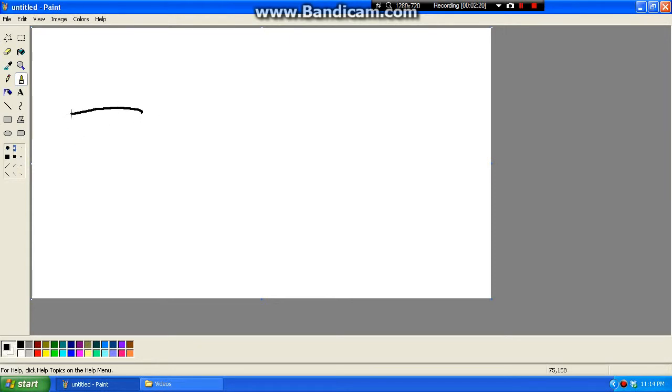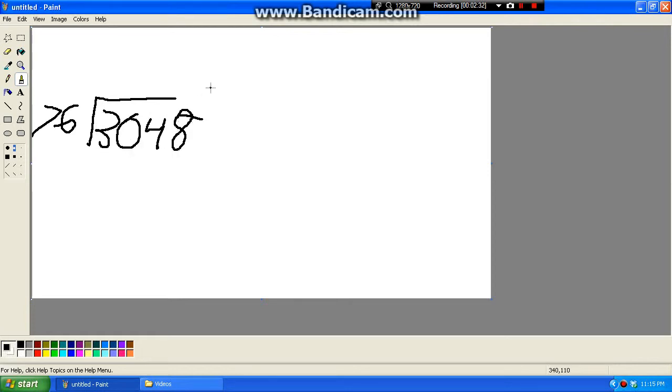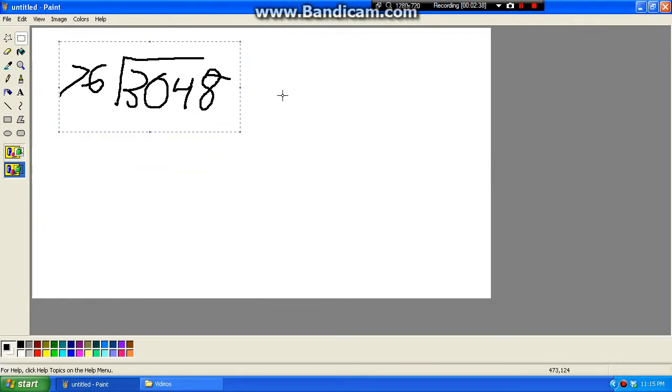So, we know how to divide regular numbers by each other, right? You get a number, 76, say, and divide it by, I don't know, 3048. You know how that works. How do we generalize the concept of doing something like this and turn that into dividing polynomials by each other?